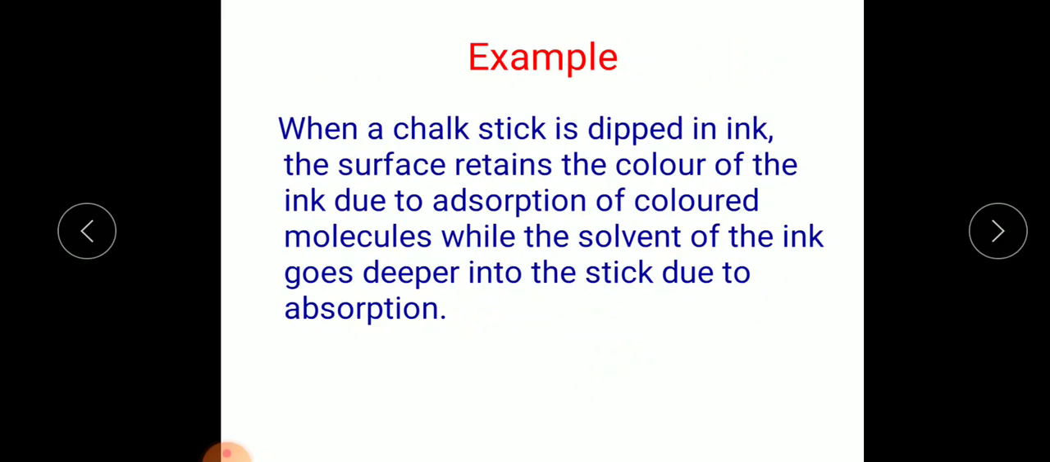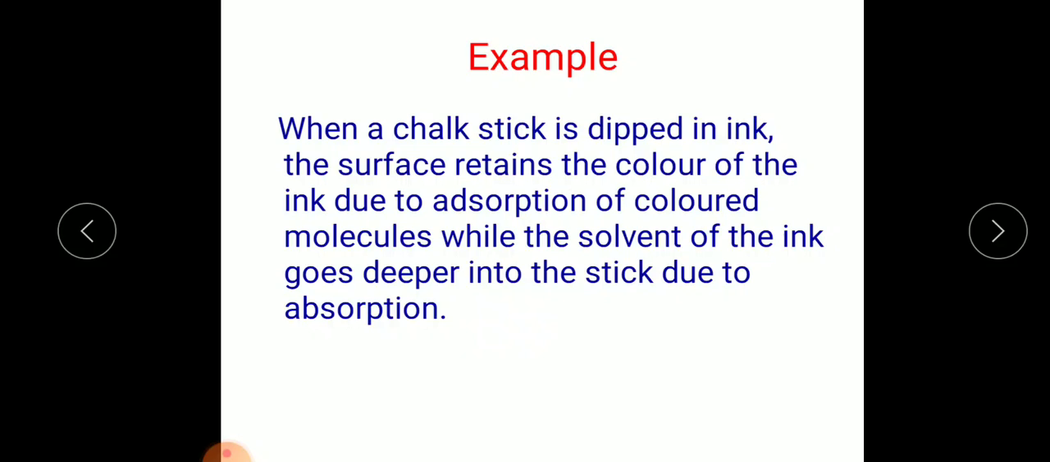Let us understand with the help of an example what absorption and adsorption are. When a chalk stick is dipped in ink, the surface retains the color of the ink due to adsorption of colored molecules, while the solvent of the ink goes deeper into the stick due to absorption. So when you dip a chalk stick in ink, the surface of the chalk will retain the blue color. That process is adsorption. But that blue color you will not find inside. Whereas you can find the solvent inside it also, and that process is absorption.